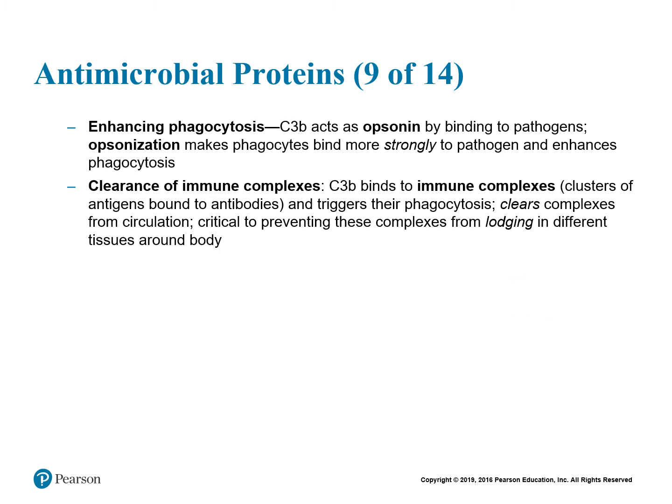Again, that phagocytizing is really important. Opsonization is the process of making phagocytes bind more strongly to these pathogens. So basically, it's just making it more efficient. It's clearly marking things for destruction. Again, you also have a lot of immune complexes, which are antigens that are bound to antibodies. You don't want to have them there, so complement clears these from circulation. You don't want any of these viral or pathogenic organisms or chunks of organisms clumping around anywhere. So it helps clear that from your system.